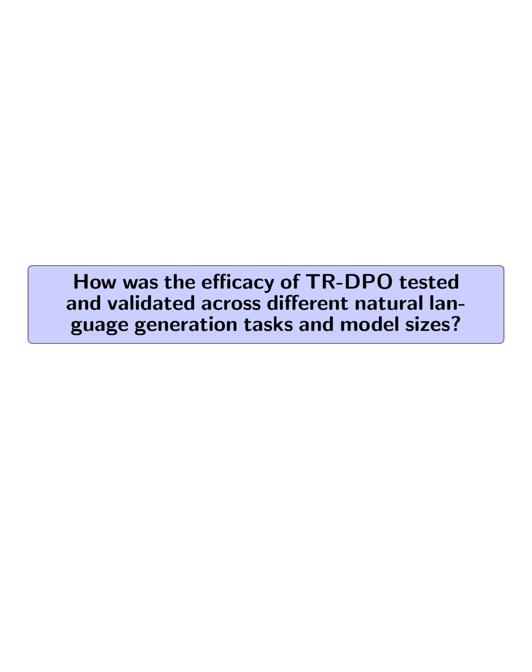How was the efficacy of TR-DPO tested and validated across different natural language generation tasks and model sizes?